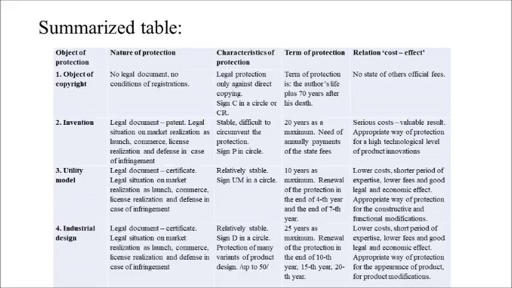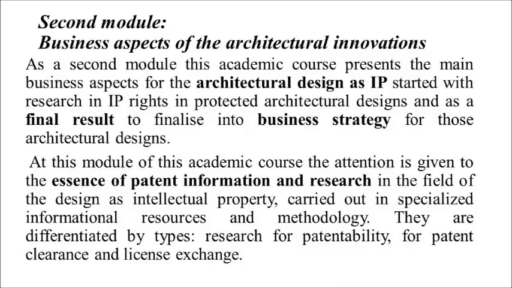On this slide, in a summarized table, are presented the objects of protection, object of copyright, invention, utility model and industrial design, and their characteristics as nature of protection, characteristic of protection, term of protection, and relation cost-effect. As a second module, this academic course presents the main business aspects for the architectural design as intellectual property, started with research in IP rights and finalized to business strategy.